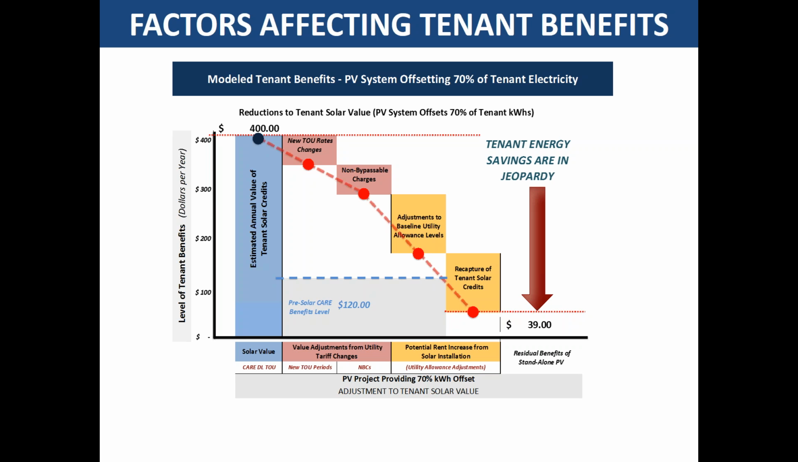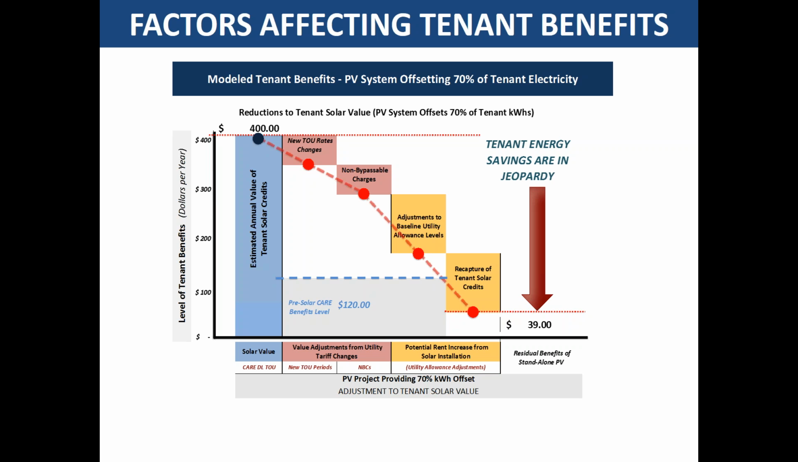The first yellow bar, somewhat in the middle, shows the reductions to the pre-solar utility allowance baseline which would occur. And those baseline changes are ones that don't factor in solar at all. They're basically adjustments to account for things like energy efficiency or differences between a public housing schedule and the new modeling assumptions that are made through this adjustment process.